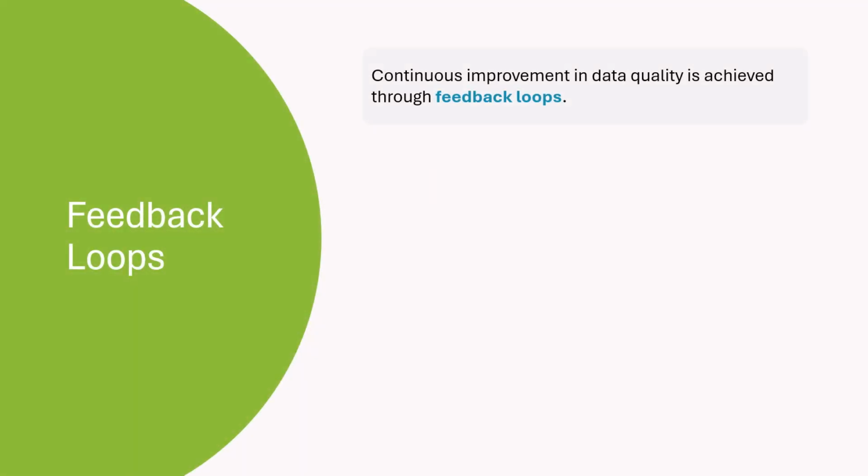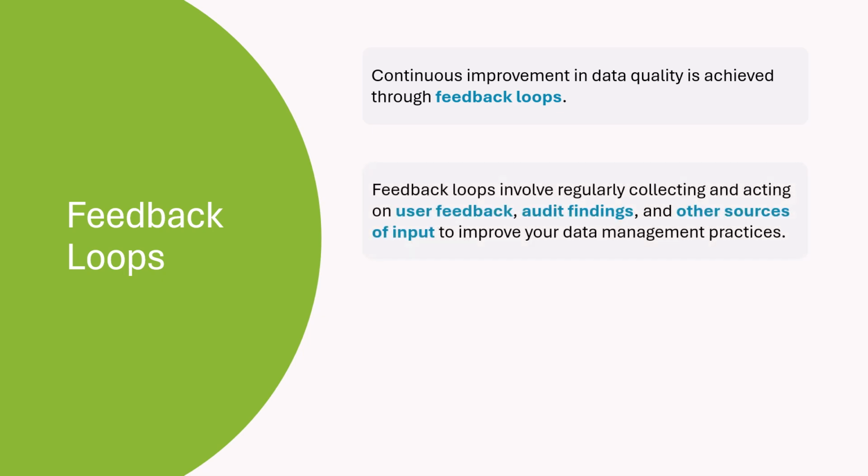Finally, continuous improvement in data quality is achieved through feedback loops. These feedback loops involve regularly collecting and acting on user feedback, audit findings, and other sources of input to improve your data management practices. For example, if users report that certain material descriptions are unclear or inconsistent, you can use this feedback to update and standardize these descriptions.